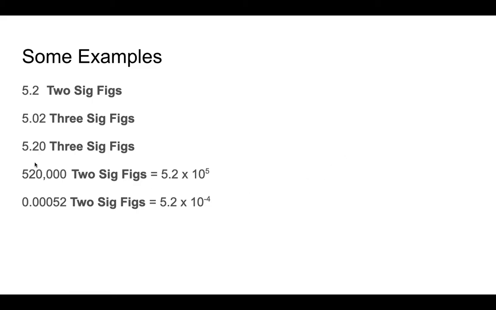So why is this zero significant, whereas these are not? Well, it has to do with the connection between significant figures and measuring devices and tools.